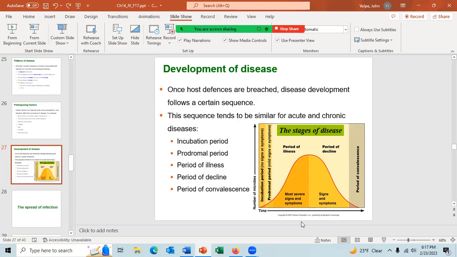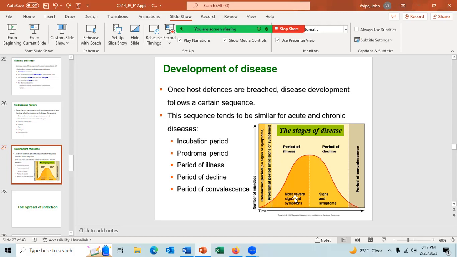Sometimes a disease has no prodromal period. Like occasionally I'll be in the incubation period, and then all of a sudden I am hit over the head by a sledgehammer. And what happens is I've come down with the flu. Sometimes the flu does that, where there is no prodromal period. You're in the incubation period, and then you skip immediately to the period of illness.